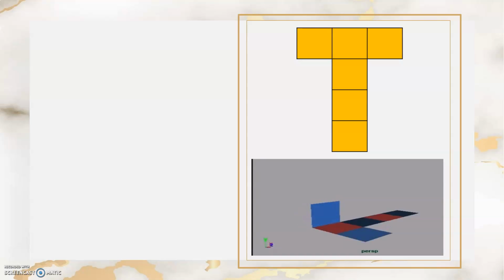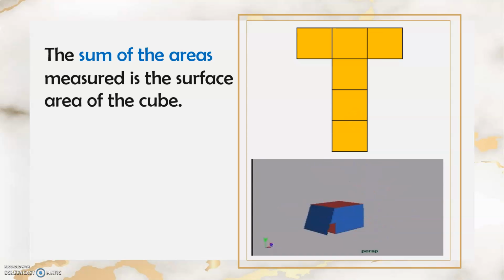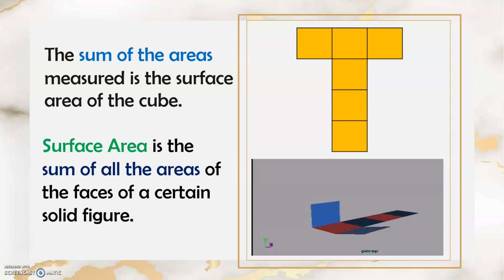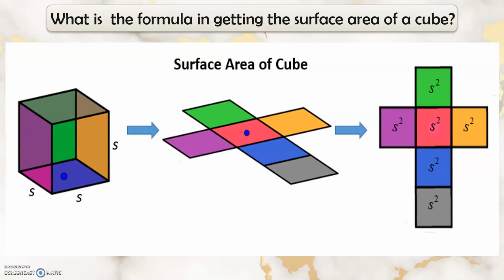Now if you will get the area of all the square faces of a cube and add them all together, you're actually getting the surface area of a cube. Therefore, surface area is the sum of all the areas of the faces of a certain solid figure. So how exactly do we get the surface area of a cube?